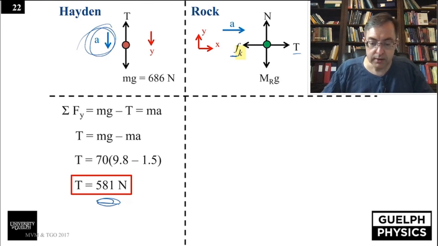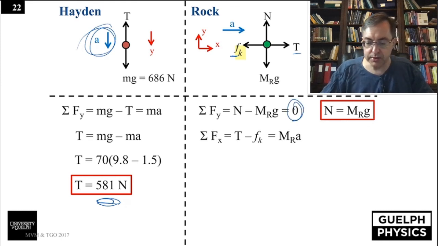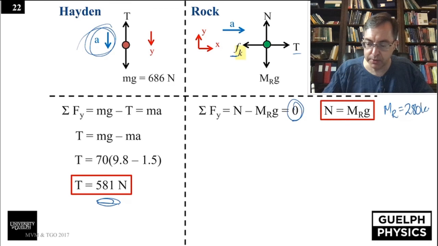For the rock, I can solve first of all for the y. Okay, there's no acceleration in the y, and so the normal force is just again the mass of the rock times g. Remember that mr in this problem is now 280 kilograms. So I know the normal force.